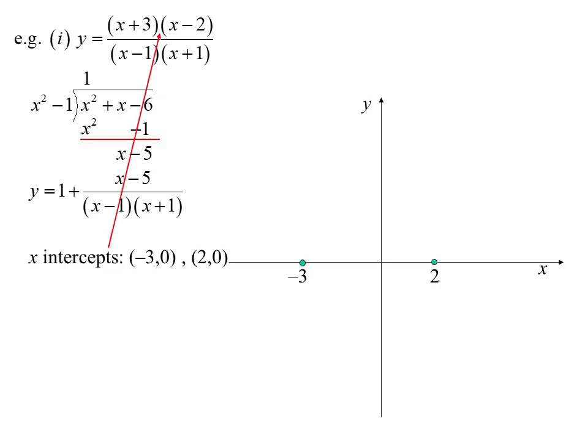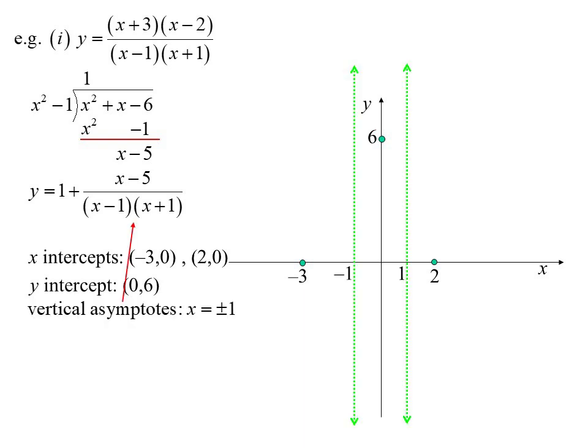Top of the fraction equals 0 when it's in factorised form. Well, that's going to give me the x-intercepts, because when y is equal to 0, the top of the fraction equals 0. I know I've got x-intercepts at -3 and 2. Y-intercepts are always very easy to find. Substituting 0, that's 6. Now I look at the bottom of the fraction, I know I've got vertical asymptotes at plus or minus 1. So let's put those in.